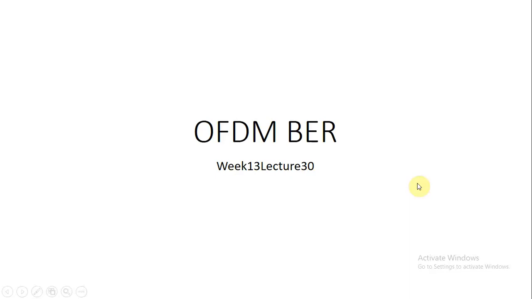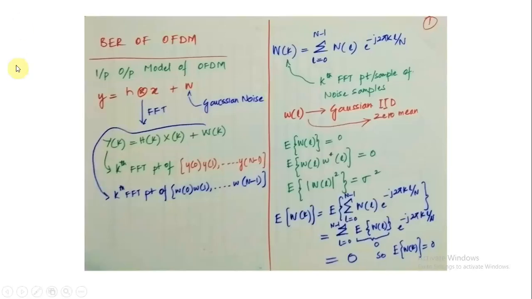So in this lecture, which is lecture number 30 of week number 31, we will try to find out the bit error ratio or bit error rate of orthogonal frequency division multiplexing. So we know that the input output model of OFDM is given by this equation: y is equal to h circularly convolved with x plus w.